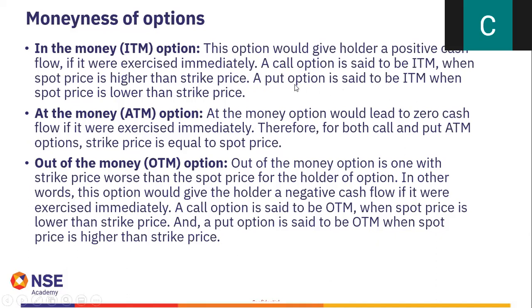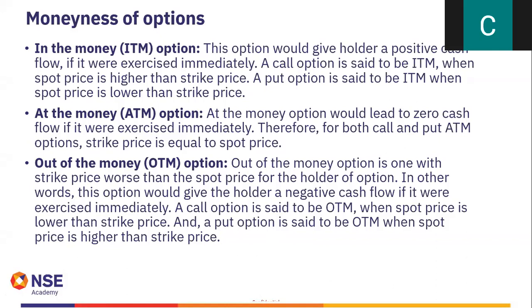Again, a similar example under put option: I told you strike price is 1000, spot price is 900. So for a put option, if spot price is lower than the strike price, that will lead to ITM. ATM, no profit, no loss, that is spot price is equal to strike price. OTM is vice versa of ITM. So for a call option, if strike is higher than spot, it's OTM. And for a put option, if spot is higher than strike, it is OTM.